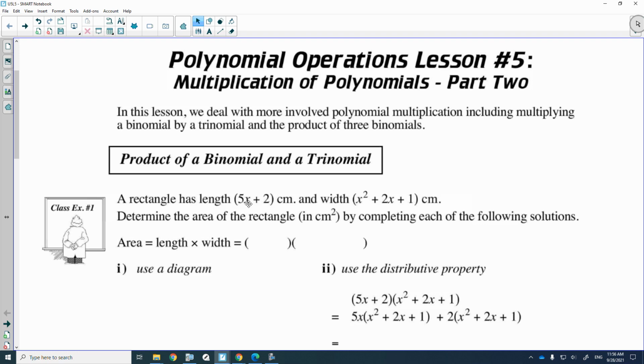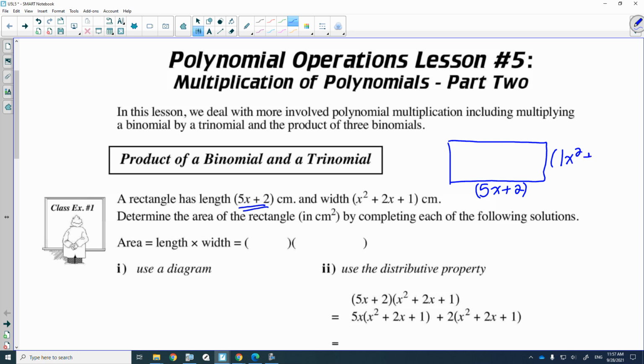It says a rectangle has a length of 5x plus 2 centimeters. So what I want you to do is draw a rectangle, and let's give it a length of 5x plus 2. Then it says the width of this rectangle, sorry, keep your binomials in brackets. The width of this rectangle is x squared plus 2x plus 1. So let's write that down. So x squared plus 2x plus 1. And the question is, what is the area of this rectangle?